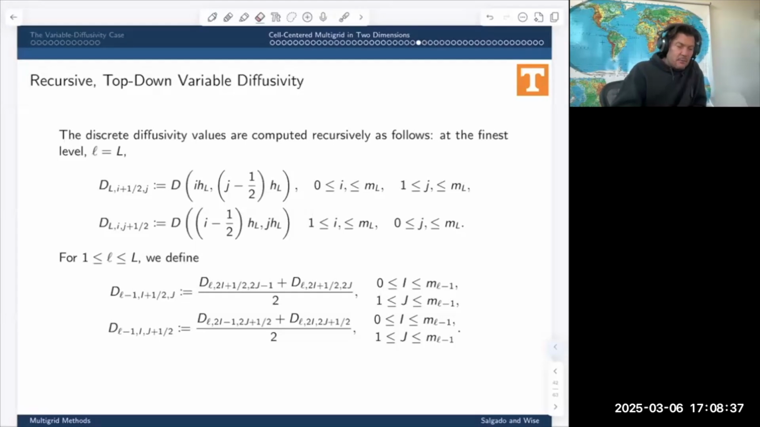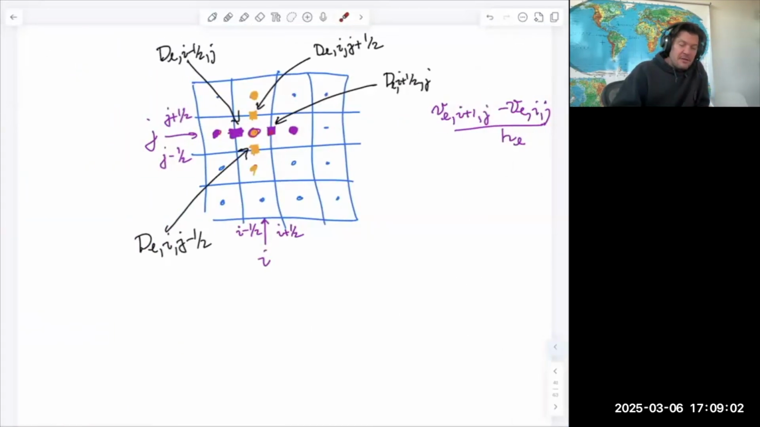At the highest level, the top level or the finest level, that corresponds to L equals capital L, what we do is we sample the diffusion constants at all of the edge points. So this is in words exactly what I said in pictures and even in symbols. So here's the picture. If the diffusion constant is defined over the whole grid, over the whole domain, then certainly at any of these points, I can sample the values and define the diffusion constant there.